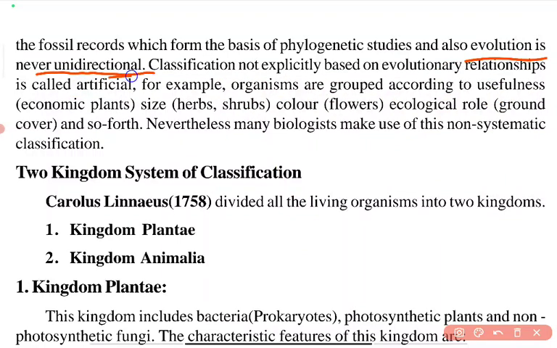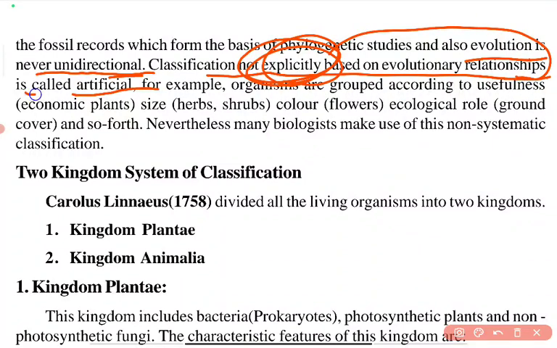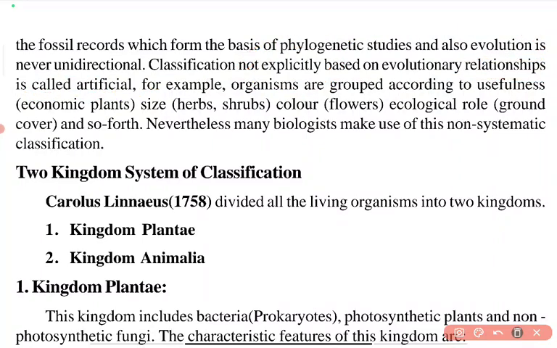Evolution is never unidirectional. Classification not explicitly based on evolutionary relationship is called artificial. Friends, those classifications which are not explicitly based on the evolutionary relationship, take care of the word explicitly, are called artificial. So here what is more important is, what is artificial classification? The artificial classification is the classification which is not explicitly based on their evolutionary relationship.